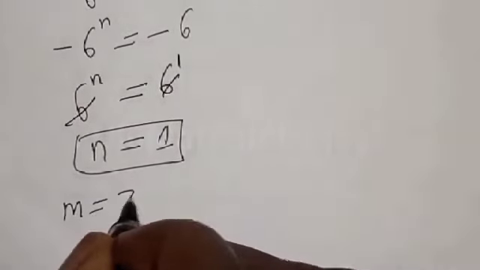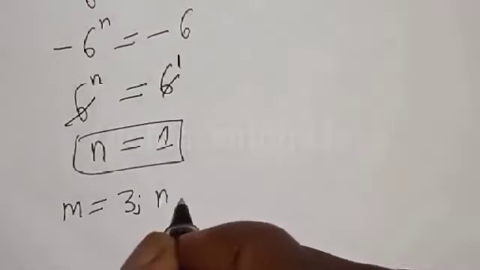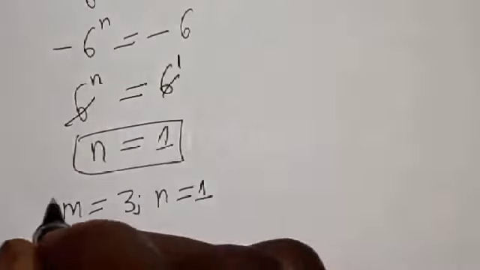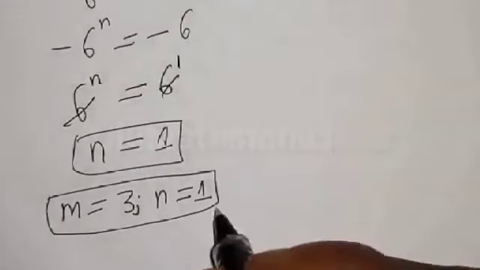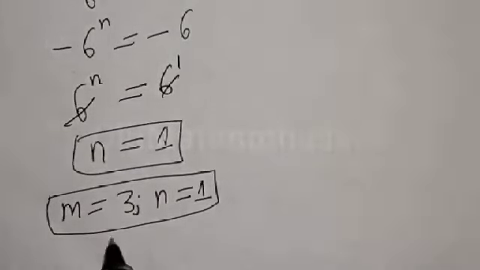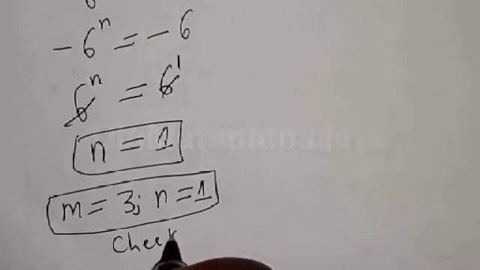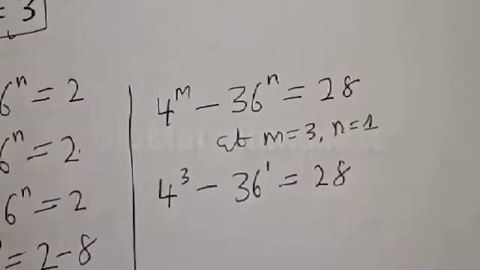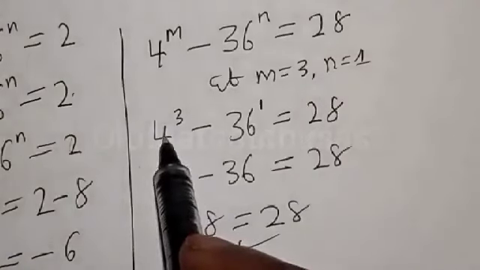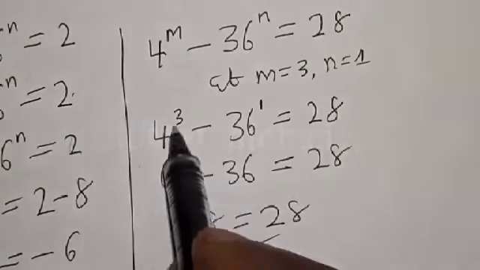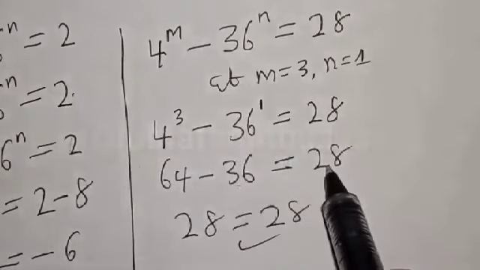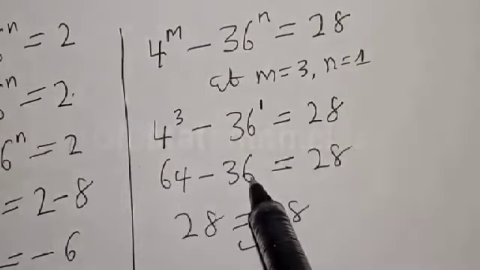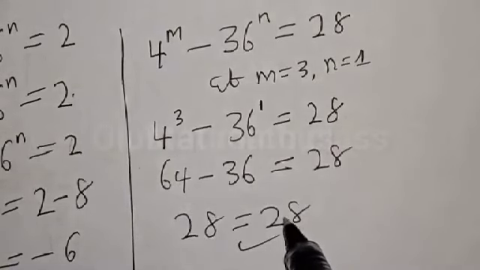Therefore, our answers are m is equal to 3, n is equal to 1. Those are the positive solutions of m and n. Now, let's check to confirm if our answer is right or wrong. 4 raised to the power 3 is 64, minus 36 raised to the power 1 is 36. 64 minus 36 is 28, which is equal to 28, which satisfies the given equation.